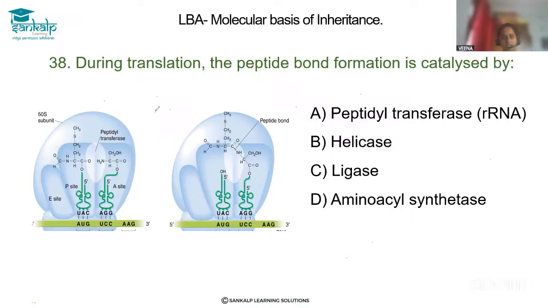Let's solve question 38. During translation, the peptide bond formation is catalyzed by. So dear student, here they are asking about translation. Translation is the process of forming proteins from the mRNA. Okay, so this is the translation process. So this one is mRNA. Okay, so here the tRNA is involved.